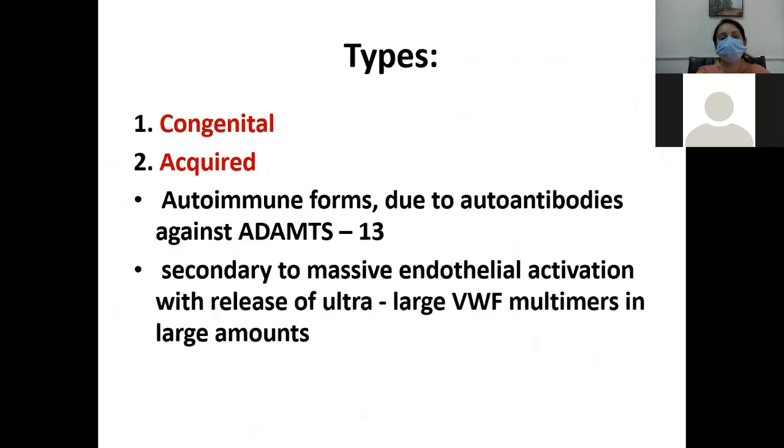So next is, what are the types of TTP? Basically, there are two types of TTP. First is congenital and second is acquired. Autoimmune forms are due to autoantibodies against ADAMTS13, and it can be secondary to massive endothelial activation with the release of ultra-large von Willebrand factor multimers.